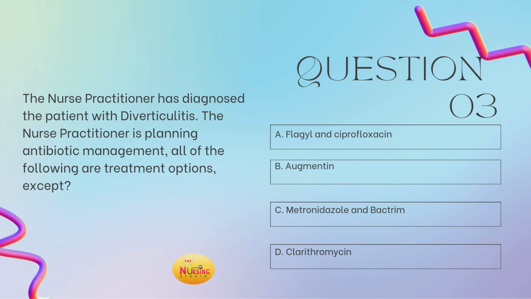All right, so here, step of the question states, the nurse practitioner is planning antibiotic management. All of the following are treatment options except. So remember, the key word here is except. We're looking for what is incorrect. So 3 of these answer choices will be treatment options, and 1 will be the incorrect one, right?